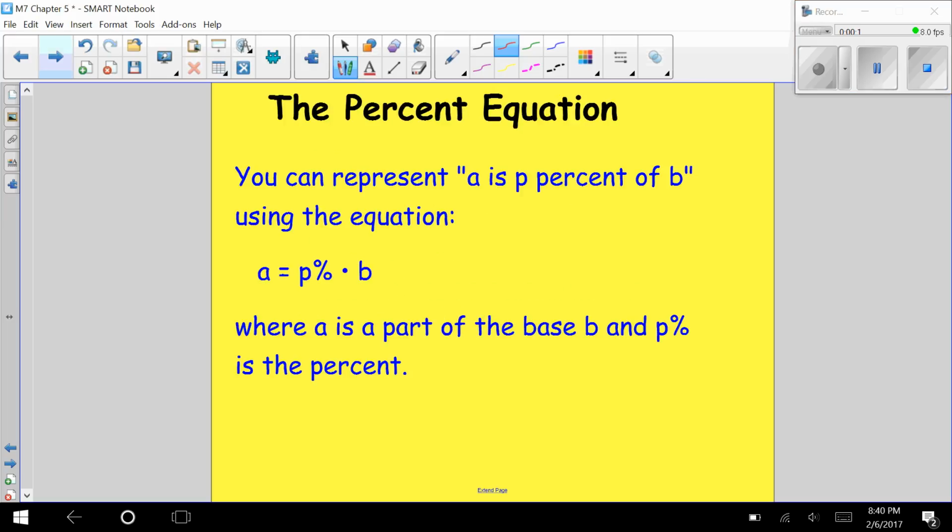So the percent equation: you can represent "A is P percent of B" using the equation A equals P percent times B. A is the part, and B is the base or the whole. P percent is the percent as a decimal, so our percent has to be written as a decimal in this.